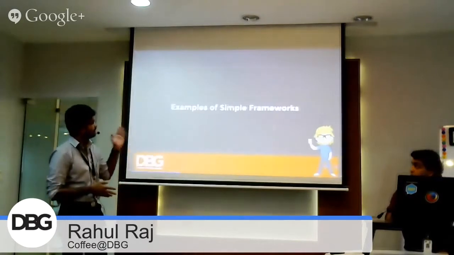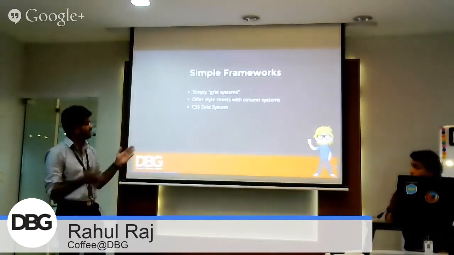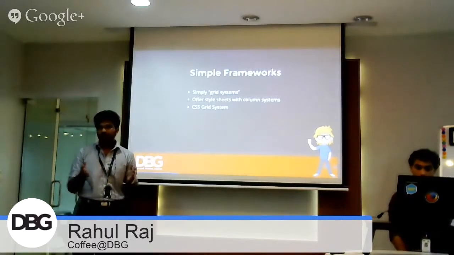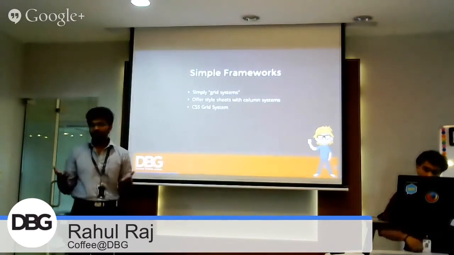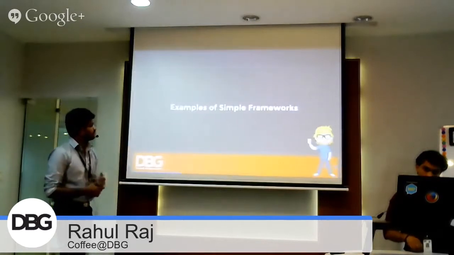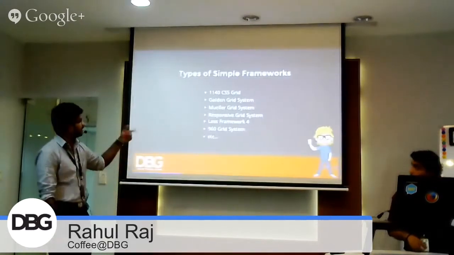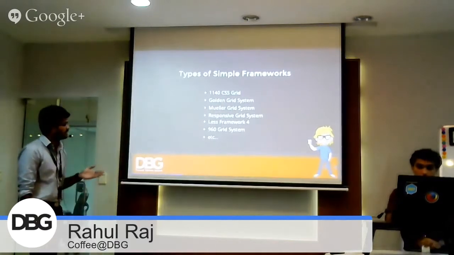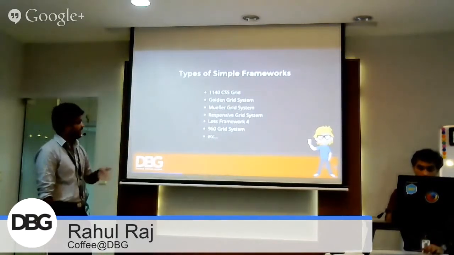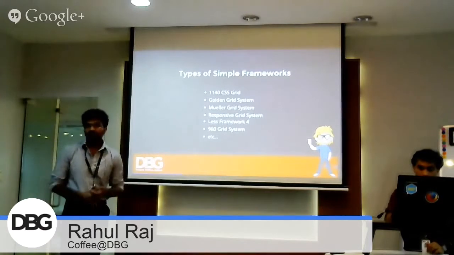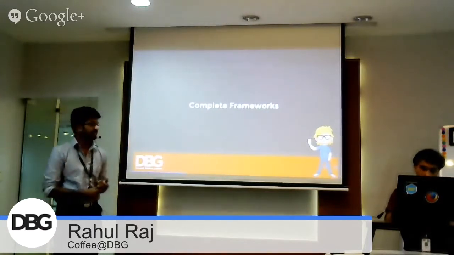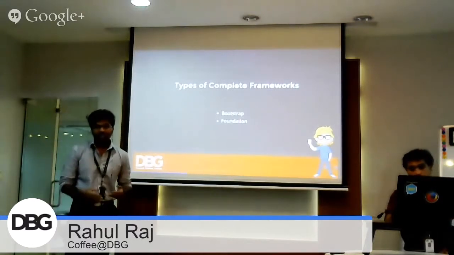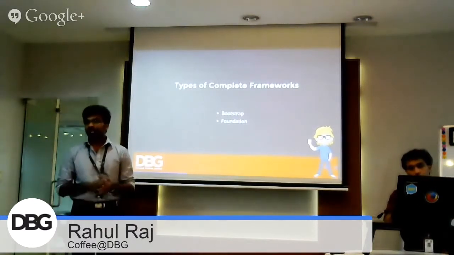With that simple grid system, we can create grids and layouts for aligning the content in a web page. Some examples of simple grid systems are the 1140 CSS grid system, the golden grid system, the responsive grid system 960, et cetera. There are lots and lots of CSS grid systems available. And then comes the complete framework. How do we distinguish a complete framework from a simple framework?